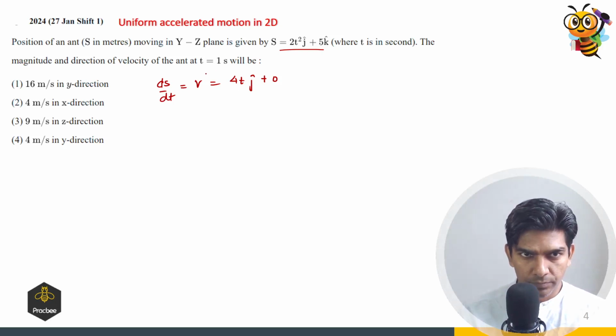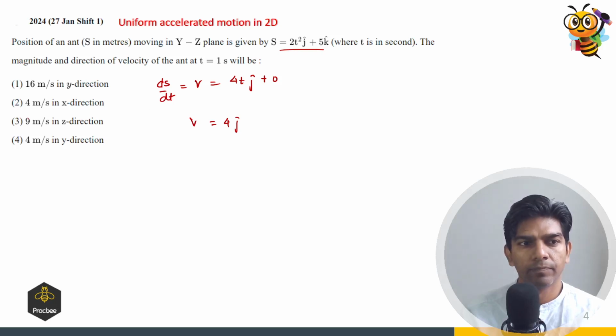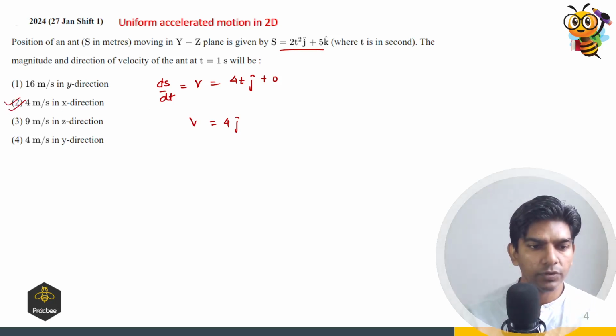And after 1 second, it is nothing but 4 j cap. So velocity will be in the positive y direction, 4 j cap in the y direction. Sorry, this is option 4, so option 4 is the right answer.